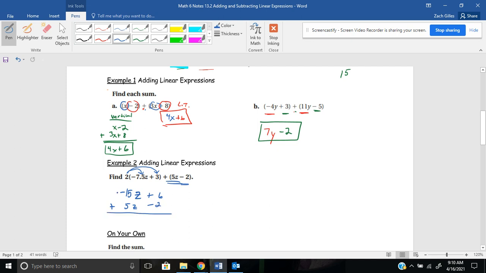Okay. When I do that, negative 15z plus 5z would be negative 10z. And 6 plus negative 2 would be 4. So plus 4. Negative 10z plus 4. And the only difference from what I had to do in example 1 is first I needed to distribute my 2 to everything inside the parentheses. In other words, double whatever is inside my parentheses because there's a 2 on the outside of it.